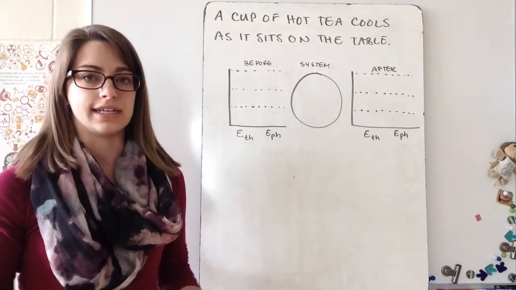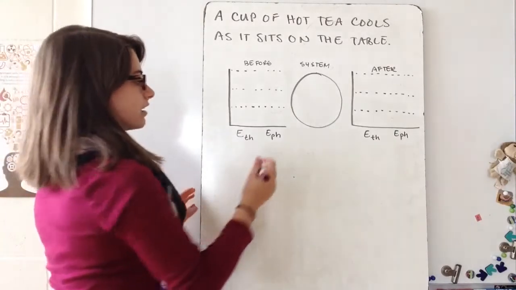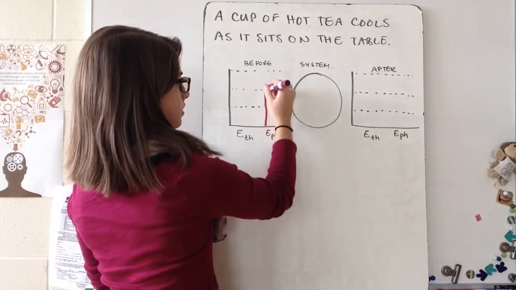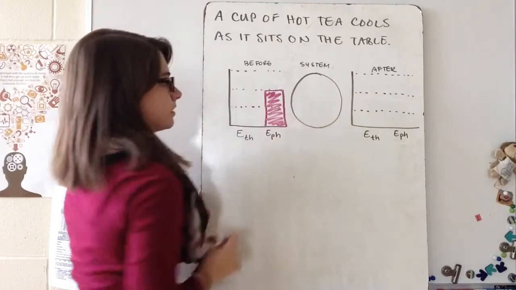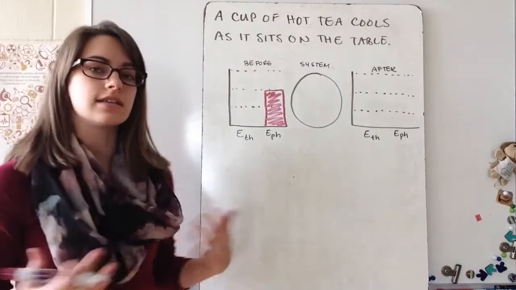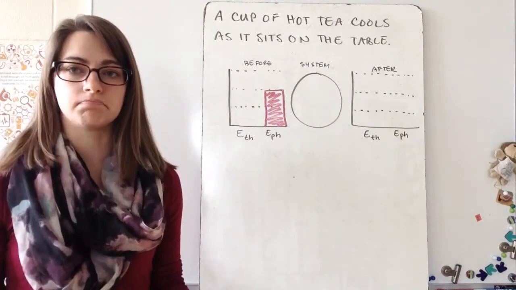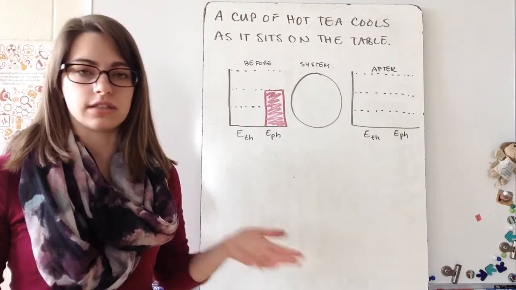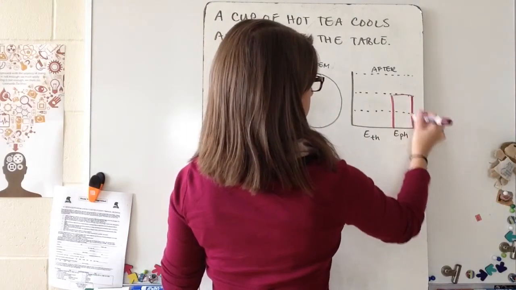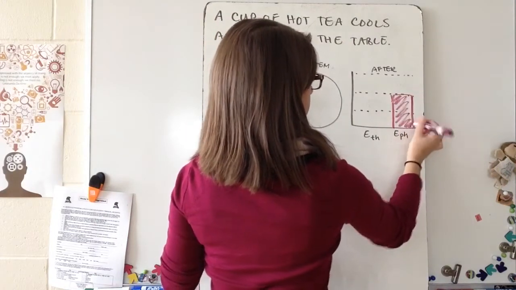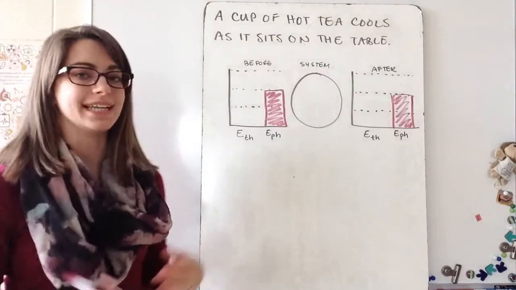What state of matter is hot tea? It's a liquid. Liquids, we know, have moderate phase energy. So I'm going to draw the phase energy bar up to the middle line. Now, as the tea is cooling, you should be asking yourself, is it changing states? No, it's still a liquid, it's still tea. So it's still going to have moderate phase energy.